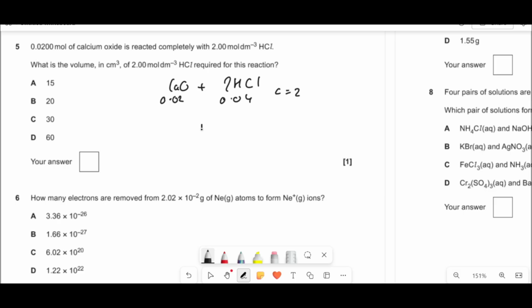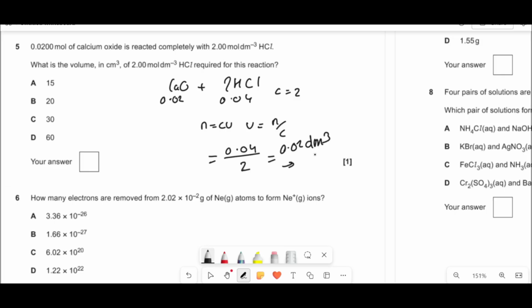Now they've told you that the concentration is 2 moles per decimeter cubed for this, but we need the volume. So n equals CV, V equals n over C. We've just worked out the moles that we want for this, which would be 0.04 divided by its concentration, which is going to be 2, right? So if we do that, we end up getting 0.02. However, that's in decimeters cubed, because moles per decimeter cubed is how we measure this, right?